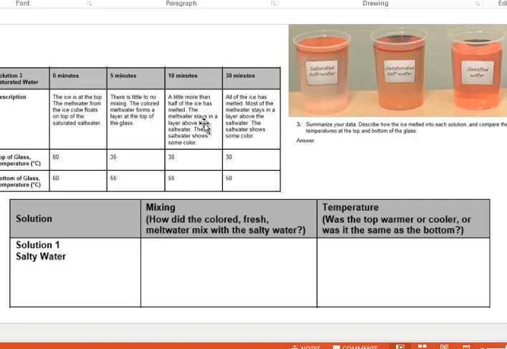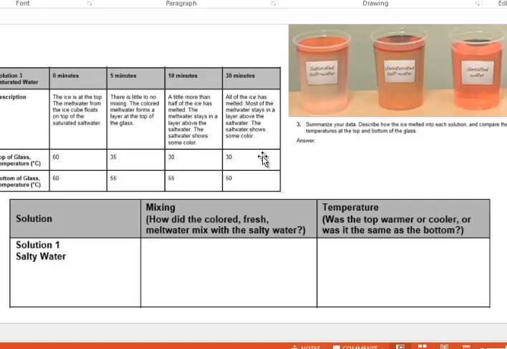So at 10 minutes in the fresh water, all of the ice is melted. At 10 minutes in the salty water, only about half of it. And the meltwater is staying at the top of the glass. There is some mixing throughout, but most of it is staying at the top. And then the top is actually, again, even more colder.